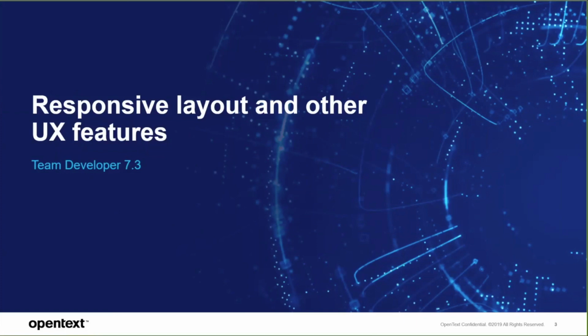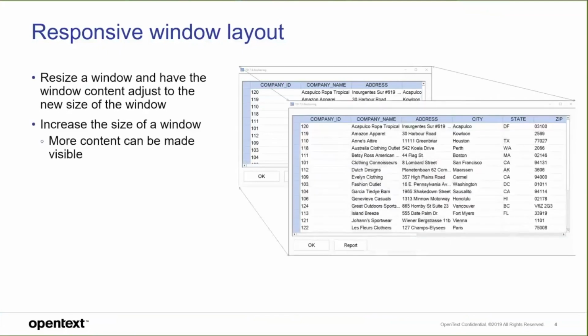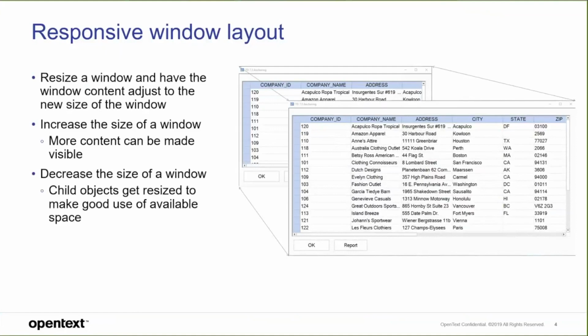So let's talk about the responsive layout and other UX features. You can now resize a window and have the window content adjust to the new size of the window. So basically, you have a window like this on your screen, and if you increase that with your mouse, then you can see more information now if you like. So increase the size of a window, more content can be made visible. If you decrease the size of a window, child objects get resized to make good use of available space. And we give you the tools to control all that.